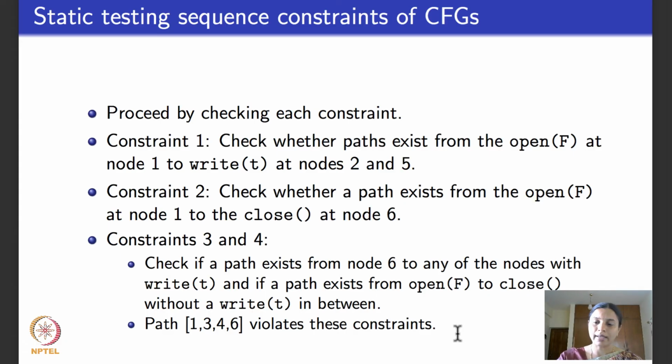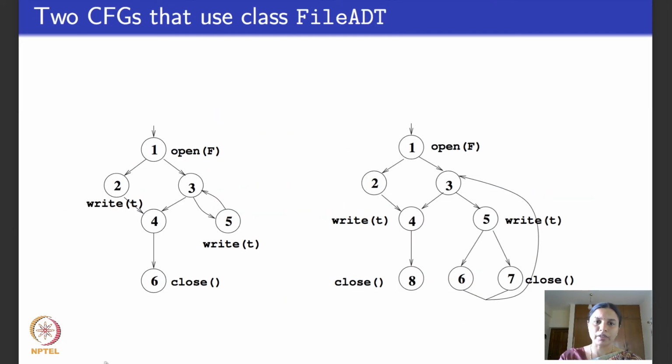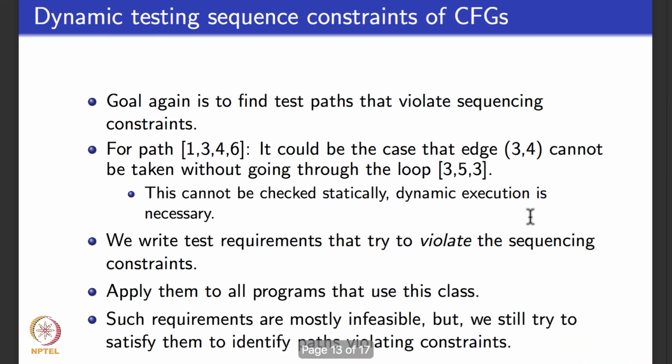Please note that in this slide, all the constraints we are reasoning about are with reference to the CFG on the left hand side. The CFG example on the right hand side, I will use when I do dynamic testing. Now, when it comes to dynamic testing, my goal is somehow to be able to find paths that violate sequencing constraints. So I write test requirements, or TRs, that tell you what to cover. I'll say cover first sequencing constraint, second sequencing constraint, and so on for each of the sequencing constraints. And my goal is to find test paths that violate the satisfaction of the sequencing constraint, right?